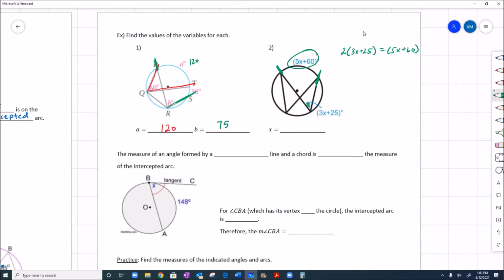As I look at that, I could also write it as, and I'm just going to do this up top, that 3x plus 25 is half of the arc it intercepts. Either way, it's the same relationship. So now as I solve it, I get 6x plus 50 equals 5x plus 60. Subtract 50 from both sides, subtract 5x from both sides. I get x equals 10.